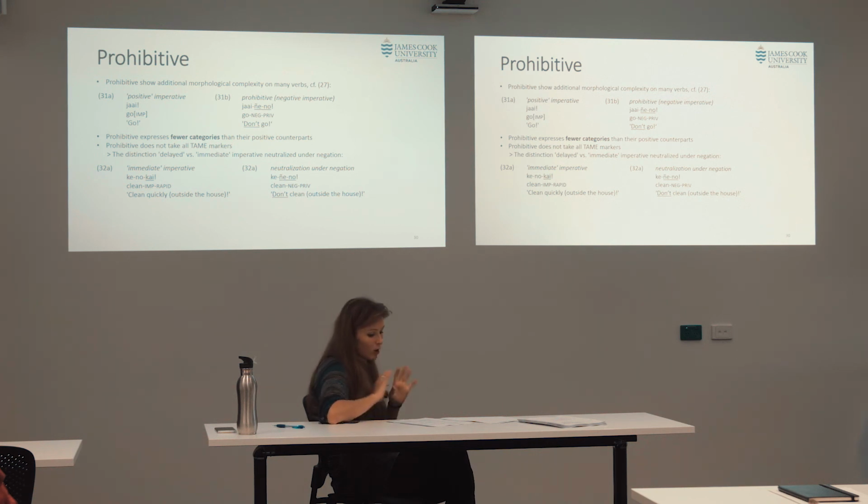The prohibitive expresses fewer categories than the positive imperative. Prohibitive does not take all the tail markers. For instance, the distinction between the delayed and immediate imperative is neutralized under negation. We see that in example 32, where you have the immediate imperative kenokai, clean this quickly, but under negation we have neutralization, where in 32b you have kenyeno, don't clean outside this house.